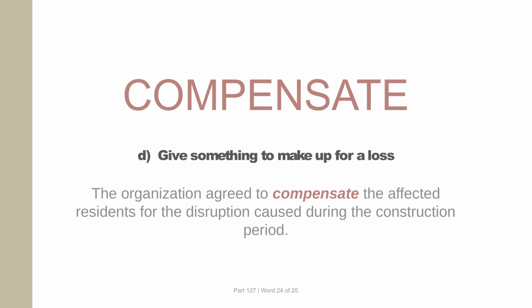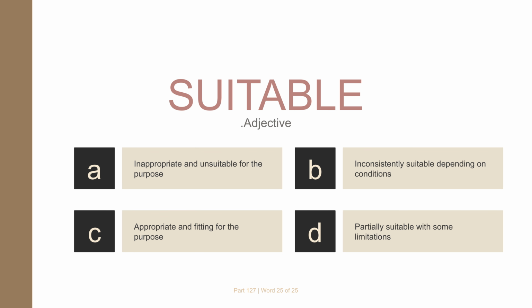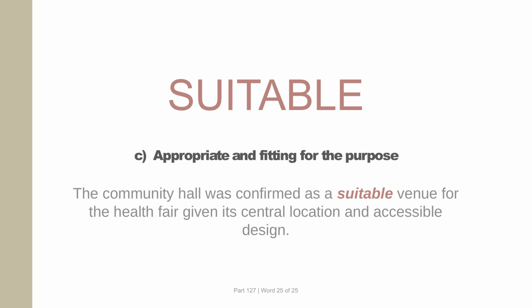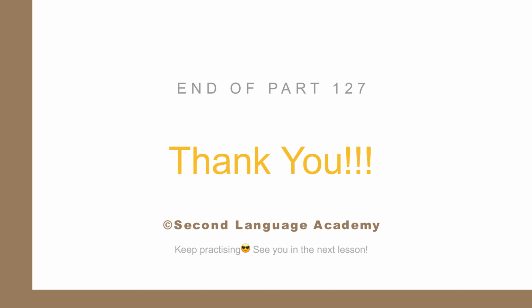Question 25. What is the meaning of suitable? Option A, inappropriate and unsuitable for the purpose. Option B, inconsistently suitable depending on conditions. Option C, appropriate and fitting for the purpose. Option D, partially suitable with some limitations. Correct answer, option C. The correct meaning of suitable is appropriate and fitting for the purpose. Example: the community hall was confirmed as a suitable venue for the health fair given its central location and accessible design. This is the end of part 127.